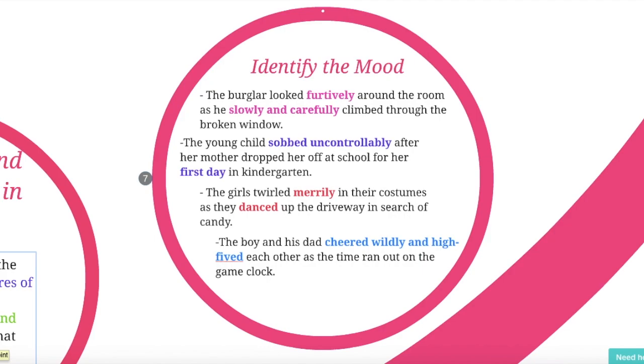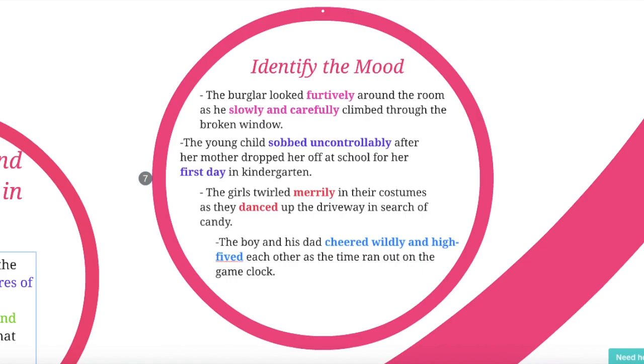So if we look at this first sentence, the burglar looked furtively around the room as he slowly and carefully climbed through the broken window. For identifying the mood of the piece, we're identifying that the burglar is being careful and he's being very secretive, and obviously he's breaking into somebody's house. But the word furtively shows us that he's up to no good. Slowly and carefully means that he's climbing through a broken window. He doesn't want to hurt himself.